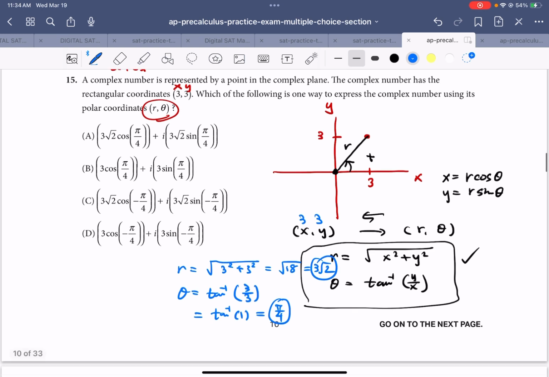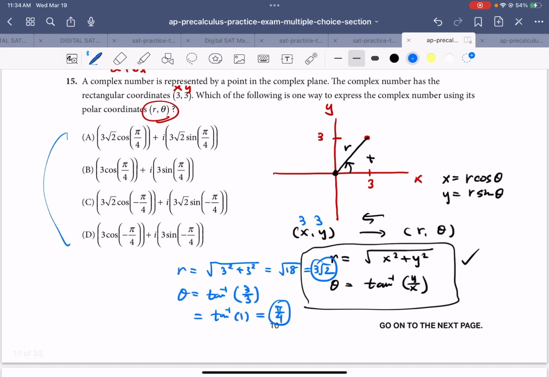So if you look at the answer choices, how are you going to find your answer here? Your expression for this polar coordinate, r theta, you should be familiar with r cis. Okay, what is r cis? So r is 3 root 2, and cis stands for cosine, so cosine of that angle, which is pi over 4, plus i, that imaginary term, and s stands for sine, so sine pi over 4. Okay, that's what we call r cis. That's how you express your polar coordinate.